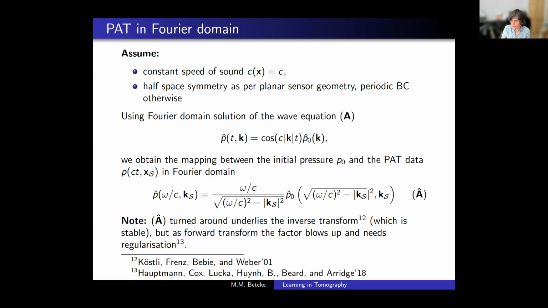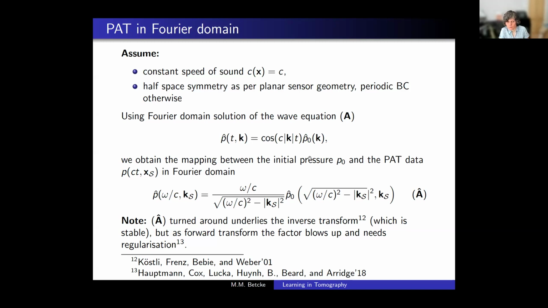So we assume, as we usually do in photoacoustics, a constant speed of sound, and this derivation here is specific to the half space sensor geometry, and we assume the symmetry across the half space. So in my case, I usually assume even symmetry, and otherwise, because of this Fourier method, we are endowing this with periodic boundary conditions essentially. And so we then have a Fourier solution to this wave equation.